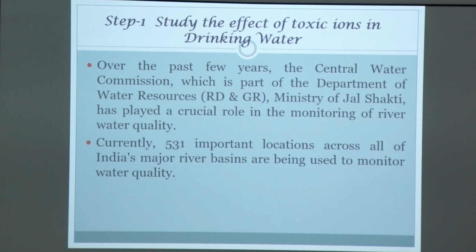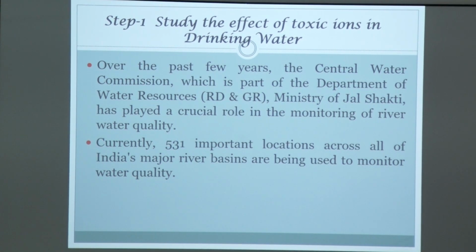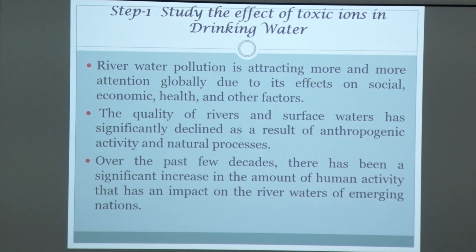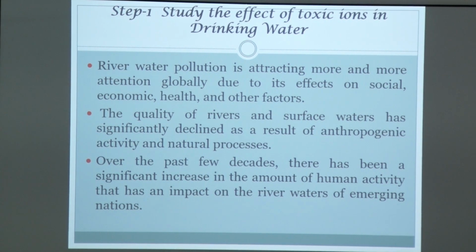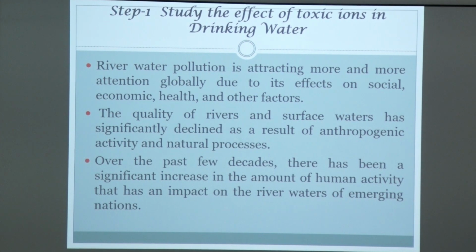Over the past few years, the Central Water Commission, which is part of the Department of Water Resources, Ministry of Jal Shakti, has played a crucial role in the monitoring of river water quality. Currently, 531 important locations across all of India's major river basins are being used to monitor water quality. River water pollution is attracting more and more attention globally due to its effects on socio-economic health and other factors. The quality of rivers and surface waters has significantly declined as a result of anthropogenic activity and natural processes. Over the past few decades, there has been a significant increase in human activities that impact the river waters of emerging nations.